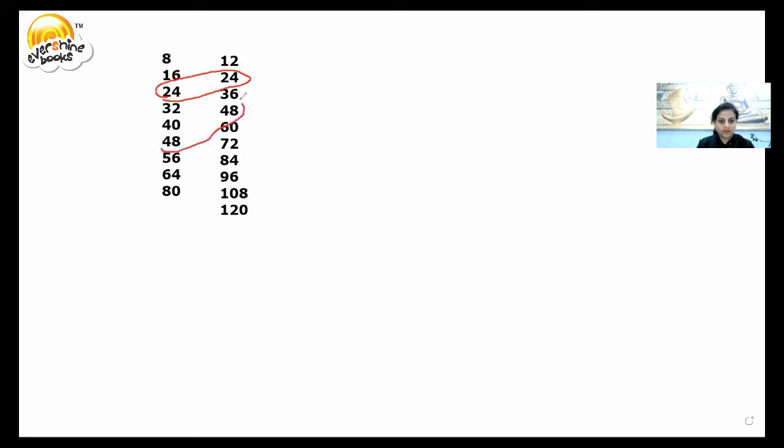Here one digit is less, so 72 is less. 8 8s are 64 and 8 9s are 72, so 72 is going to be matched with this number. The common LCM that we are getting is 24 also. Then 24 will be the LCM.